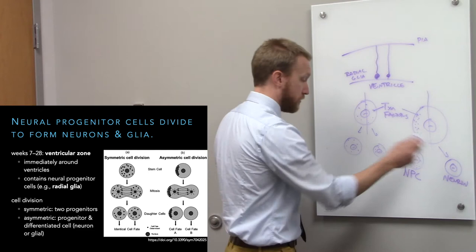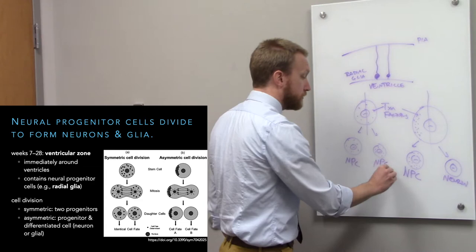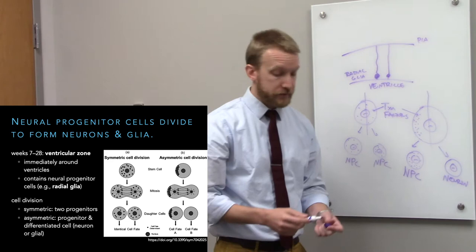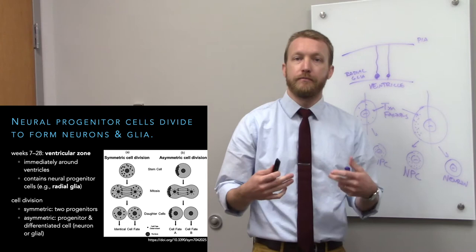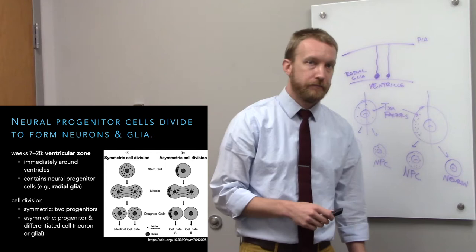So in symmetric cell division, we get two clones. In asymmetric cell division, we create two different types of cells. So the amount of symmetric cell division kind of determines the number of neurons, kind of the size of the nervous system. The actual neurons that were made through asymmetric cell division.